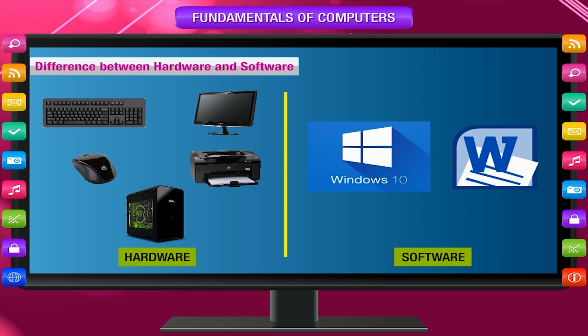Difference between hardware and software. Hardware. Software. 1. Hardware can be seen and touched. Software cannot be seen and touched, but we can store it in the computer. 2. Parts of a computer, like keyboard, mouse, monitor, printer, CPU are hardware. Software is a set of programs that runs with the hardware to perform a particular task. Example, OS, MS Word, etc.